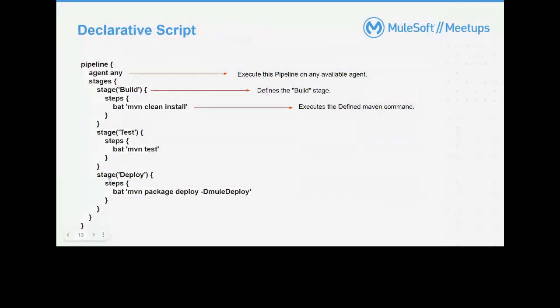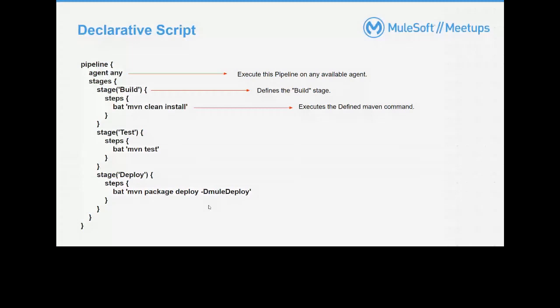The third stage is deploy. The deploy stage has the command mvn package deploy -DmuleDeploy, which helps us deploy our application to the required platform. Since we are using Mule, we deploy it to Anypoint, which is the cloud.